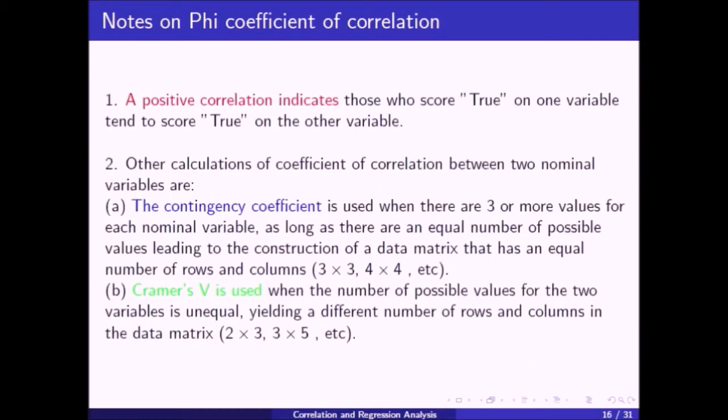Now notes on the phi coefficient of correlation. A positive correlation indicates that those who score true on one variable tend to score true on the other variable. Other calculations of the coefficient of correlation between two nominal variables are: the contingency coefficient is used when there are three or more values for each nominal variable, as long as there are an equal number of possible values, leading to the construction of a data matrix that has an equal number of rows and columns. Cramer's V is used when the number of possible values for the two variables is unequal, yielding a different number of rows and columns in the data matrix.